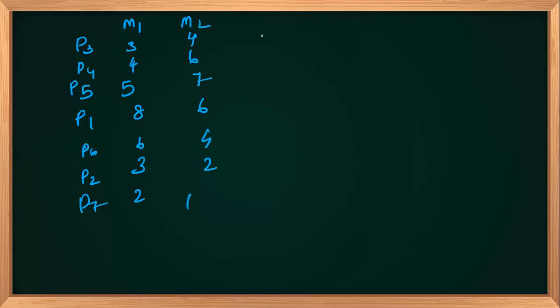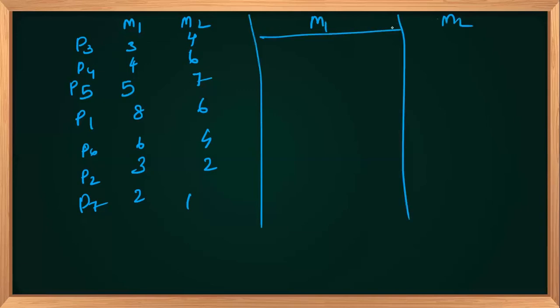Now we can find out the incoming time and outgoing time. So M1, this is M2. I will say it is in time and out time, and this is also in time and out time. Okay. So at what time we can start P3? At 0th time, which means we can start P3 at first go. So it will take 3 hours. So 3 plus 0 will be 3.